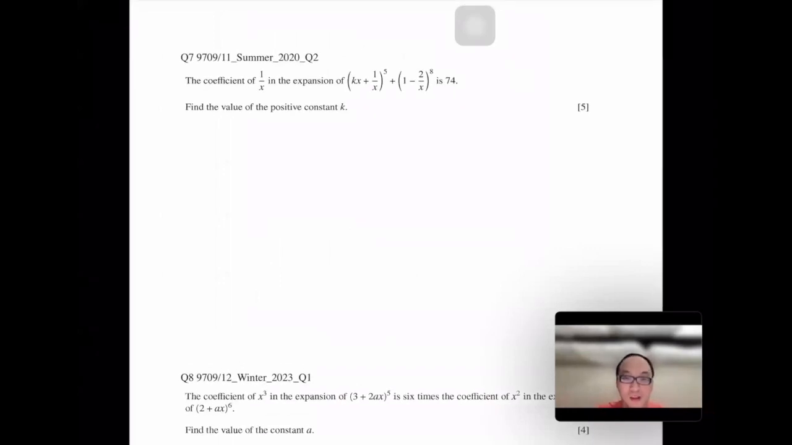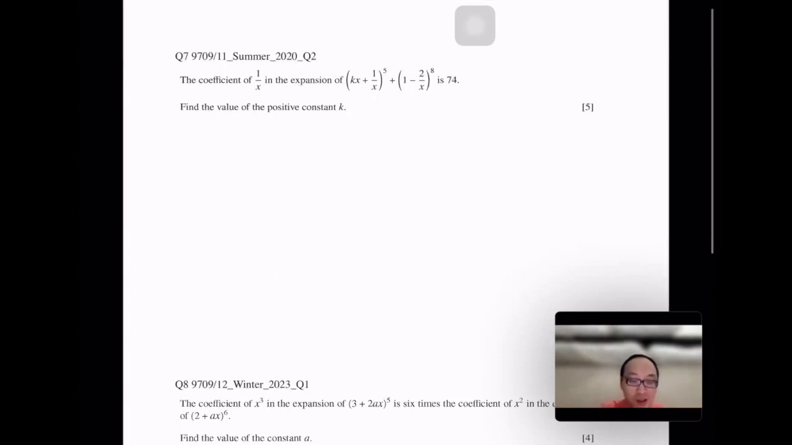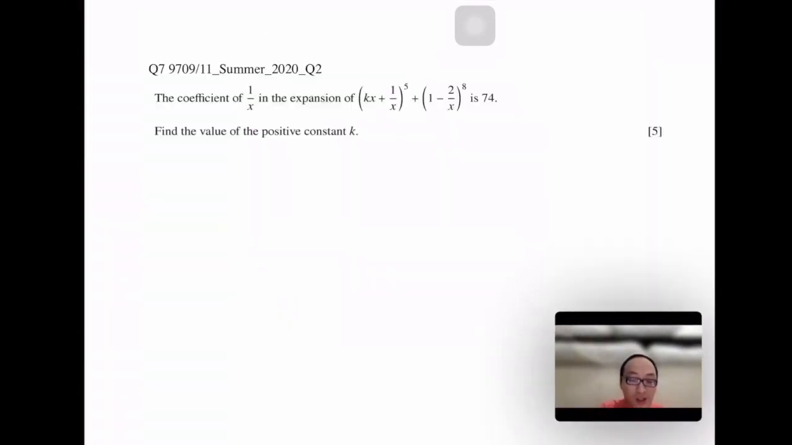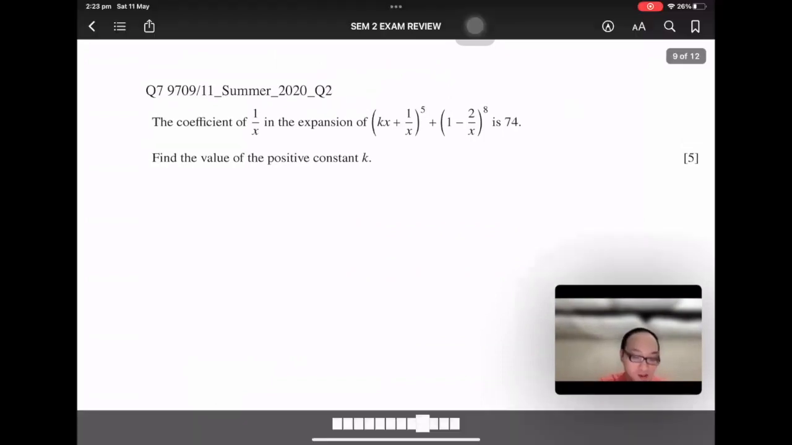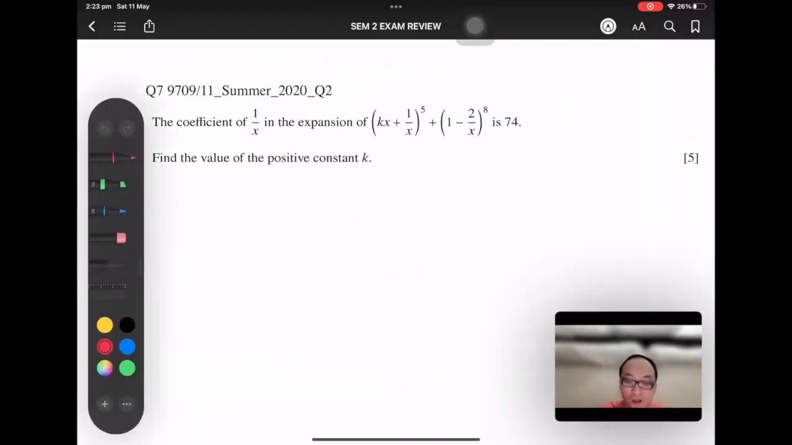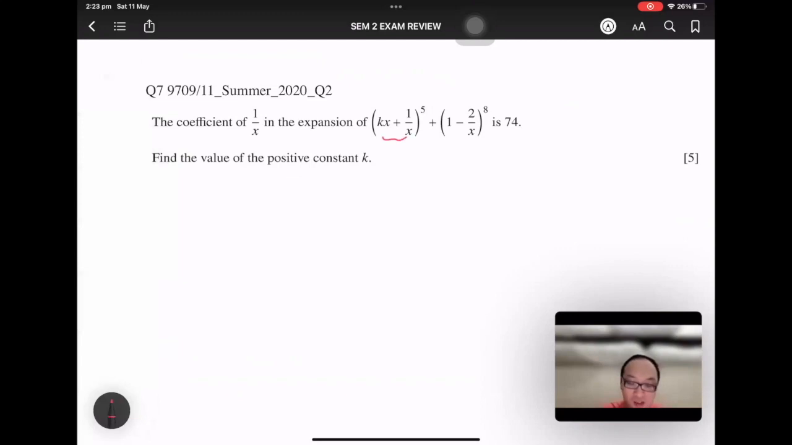Number 7. The coefficient of 1 over x in the expansion of (kx + 1/x)^5 (1 − 2/x)^8 is equal to 74. Find the value of the positive constant k. So we have to find the term that contains 1 over x from its term. So from the first term, we have (kx + 1/x) to the power of 5.